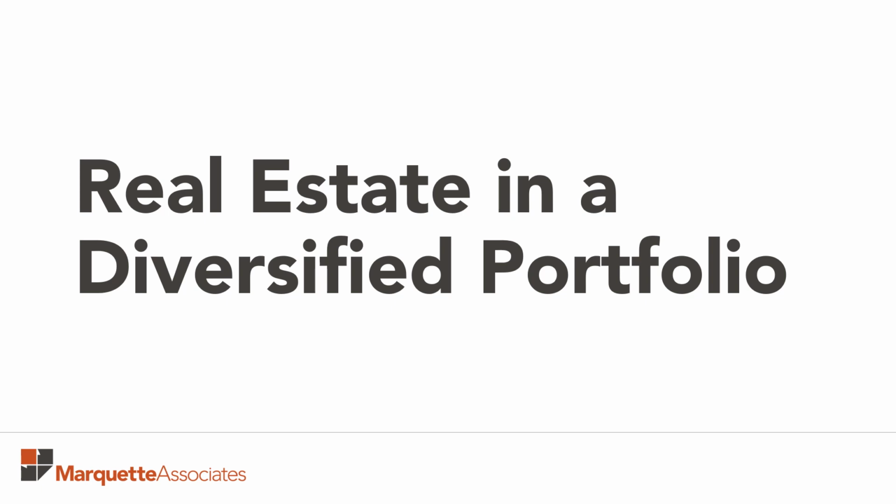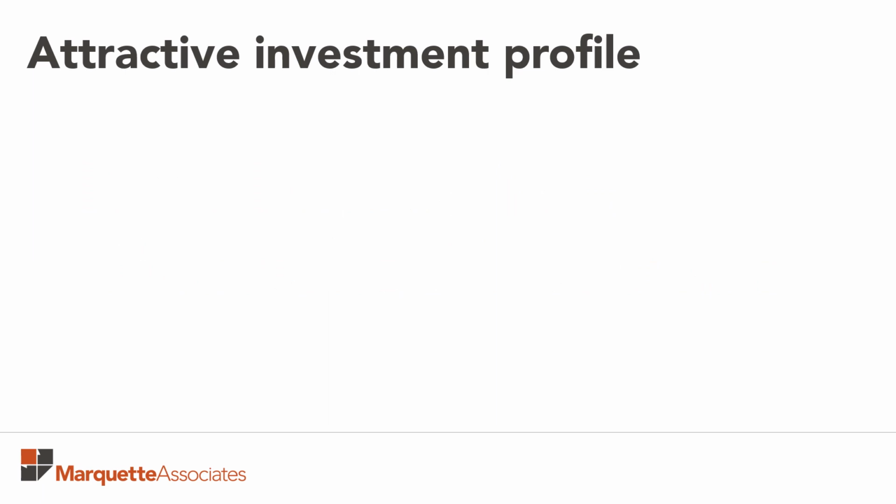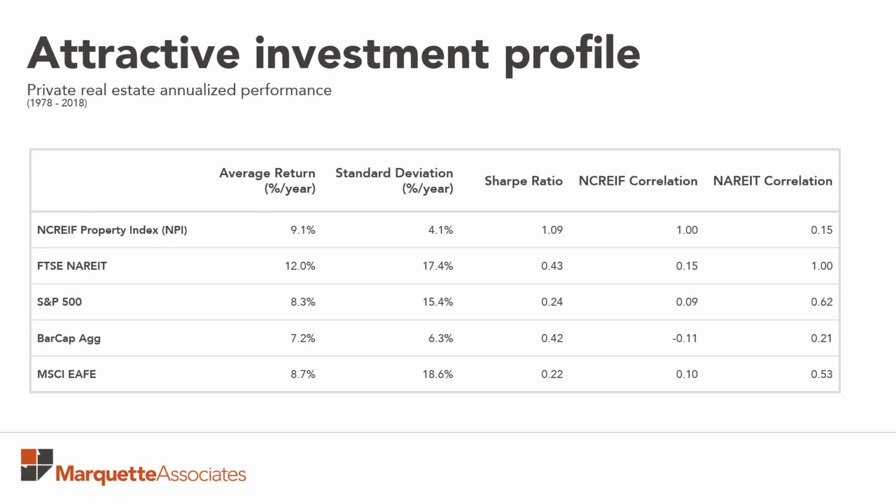This next section looks at real estate within a diversified portfolio. From a risk, return, and correlation perspective, private real estate, represented by the NCREIF Property Index, exhibits attractive annualized total returns at low levels of risk, measured by standard deviation, of 9.1% and 4.1% respectively, since the inception of the index through 2018. Additionally, private real estate exhibits low correlation to both equities and fixed income, represented by the S&P 500 and MSCI for equities, and BarCap Ag for fixed income.